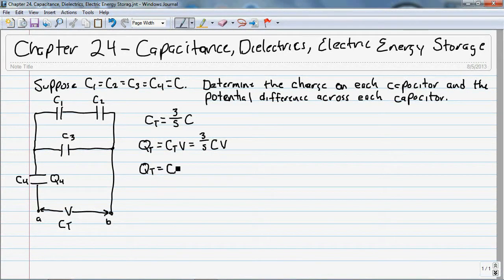So that means that QT equals Q4. So I have 3/5 C times V is equal to C4 times V4, but C4 is just equal to C, so the two C's will cancel out, and I get V4 is equal to 3/5 V.